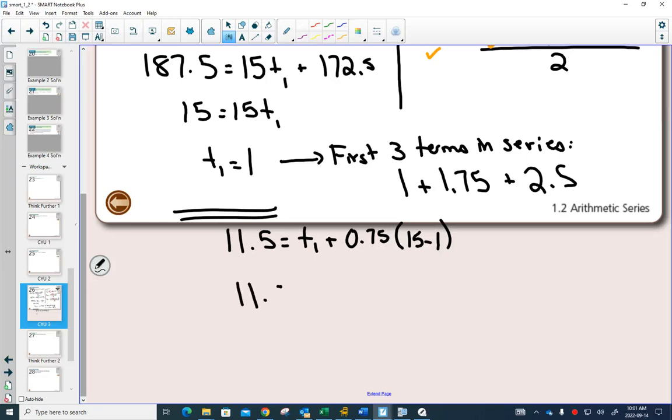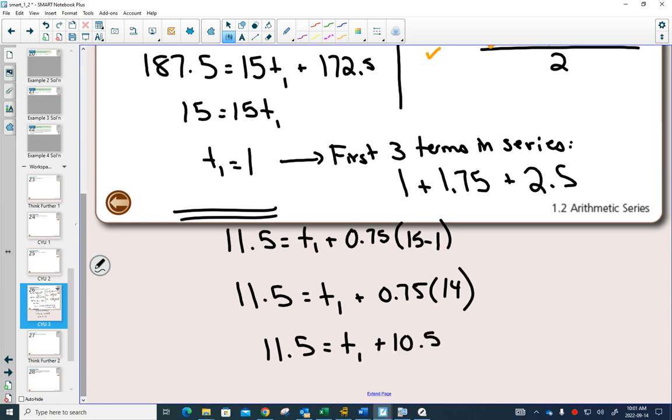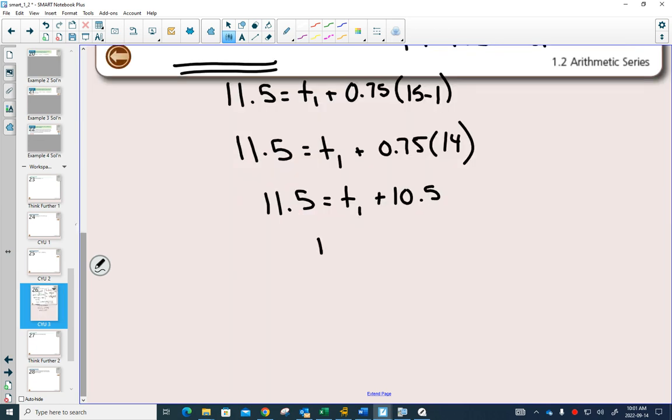So that gives us 11.5 equals T1 plus 0.75 times 14. And 0.75 times 14 is 10.5. Subtract the 10.5 on both sides, and you get term 1 equals 1 as well.